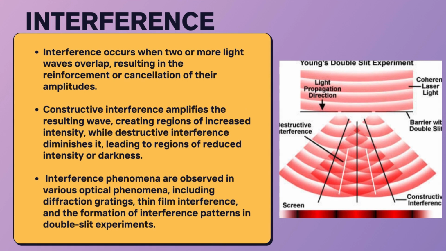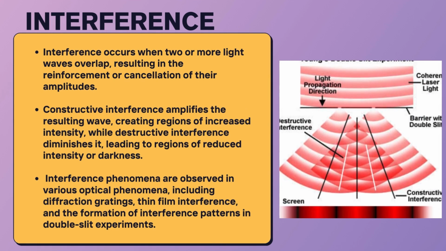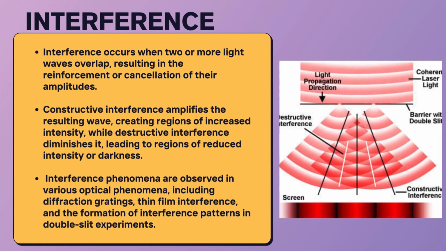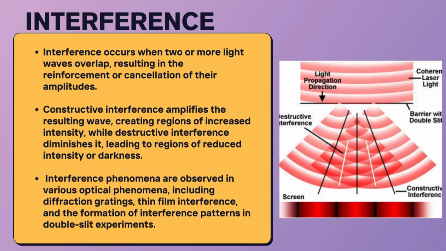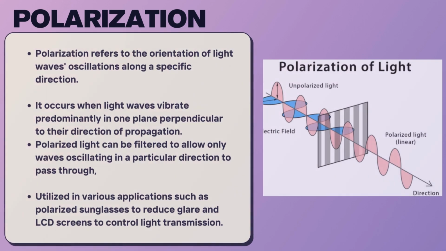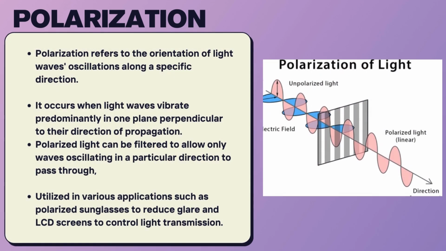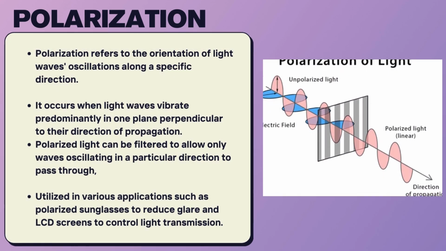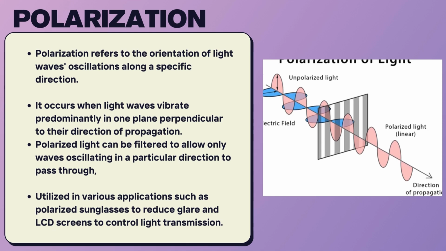Interference. When 2 or more light waves overlap, they can interfere with each other. This can create beautiful patterns of light and dark bands, known as interference patterns. Polarization. Light waves can oscillate in different directions. Polarization refers to the orientation of these oscillations. Polarized sunglasses, for example, block certain directions of light to reduce glare.